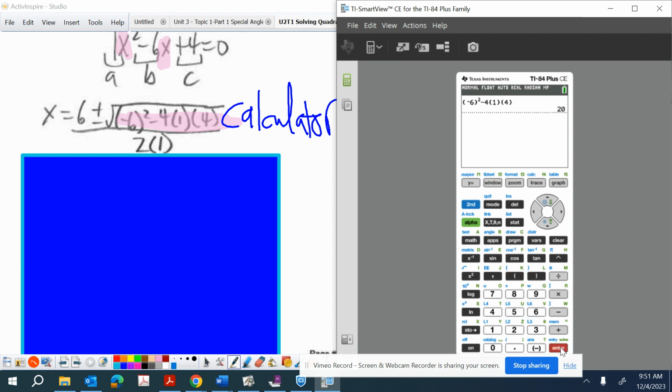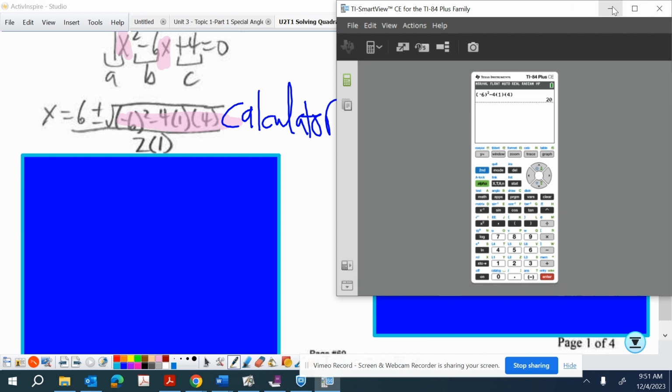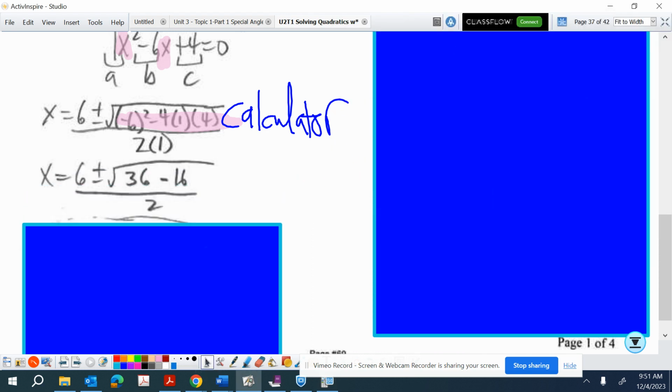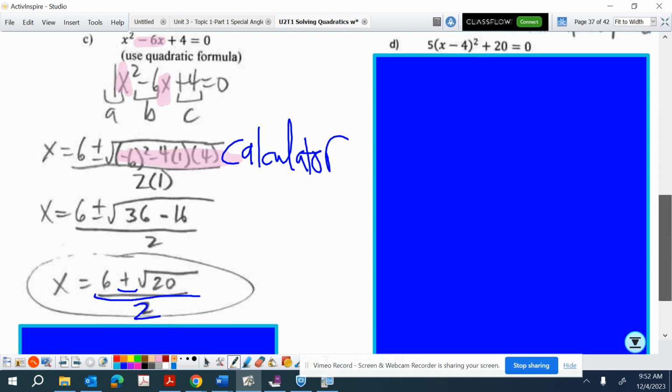That means the number under the radical is 20. That is what goes in your radical sign. So simplified, it should be 6. Oh, I forgot plus or minus. There's always two solutions to every quadratic. 6 plus or minus square root of 20, and the whole thing over 2 times a, and a was 1.